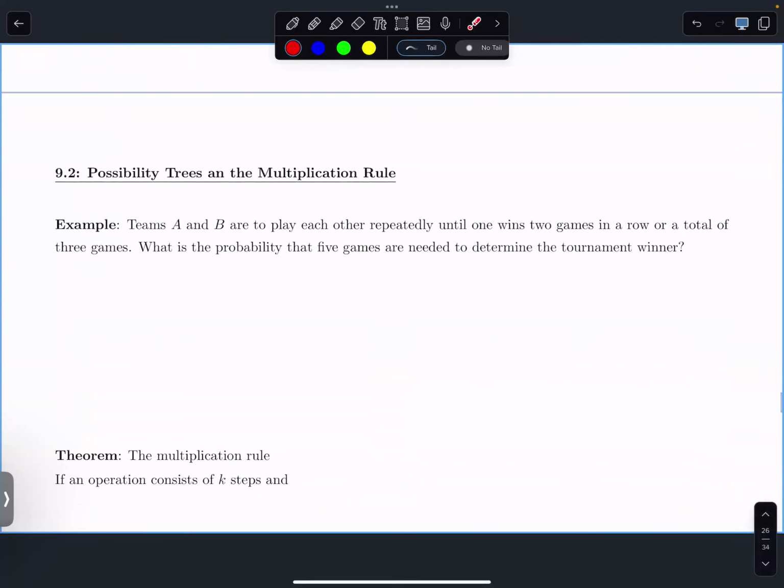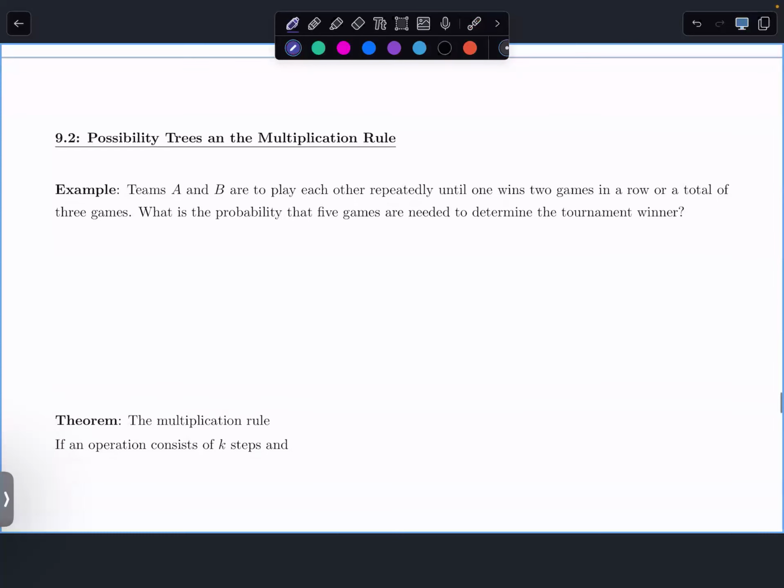Okay, so we now are gonna look at the possibility tree, and then we're gonna look at a multiplication rule. Huh? Yeah, right, possibility tree. We've been talking about probability, sorry. I read that as probability too. We're all glad that Libby's here to help us read.